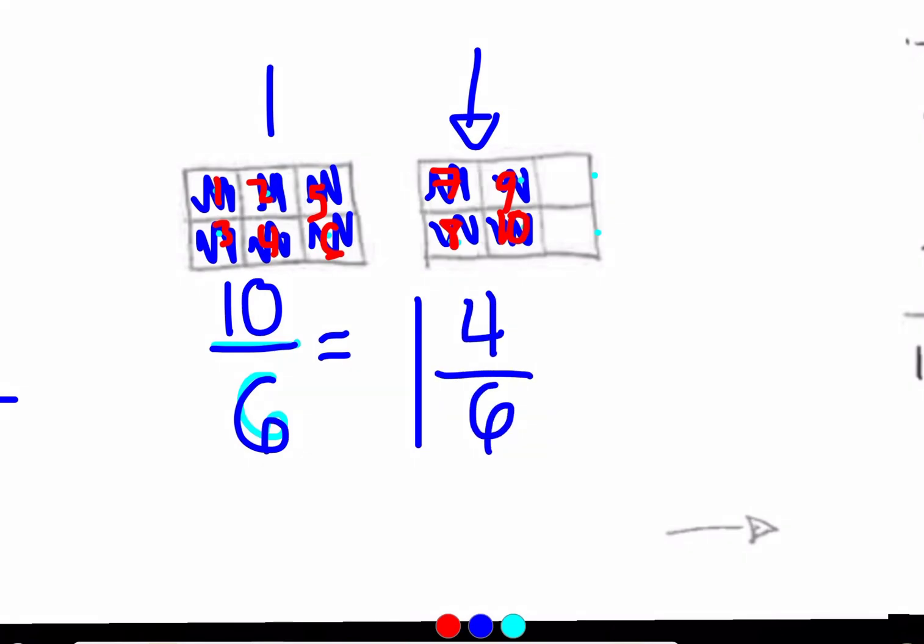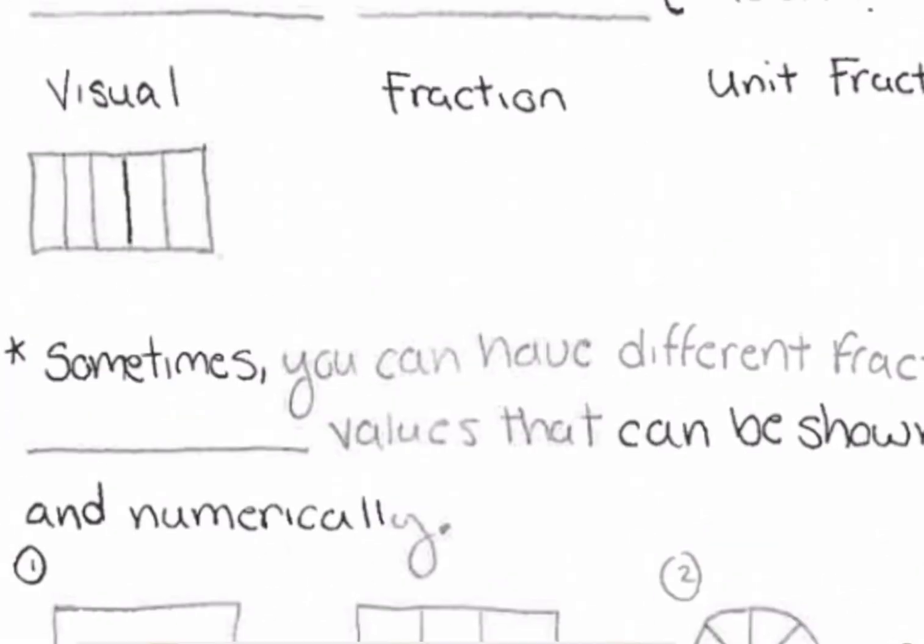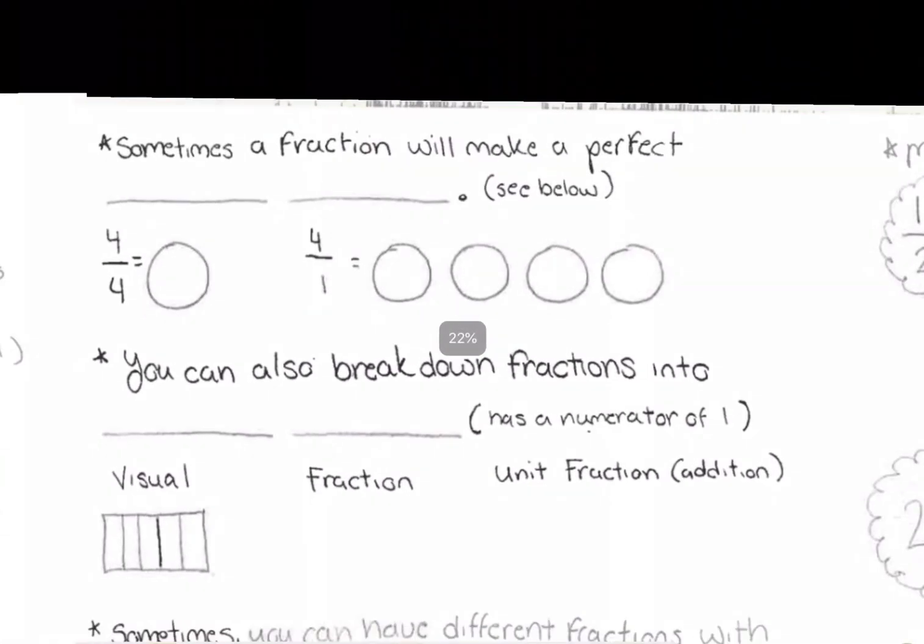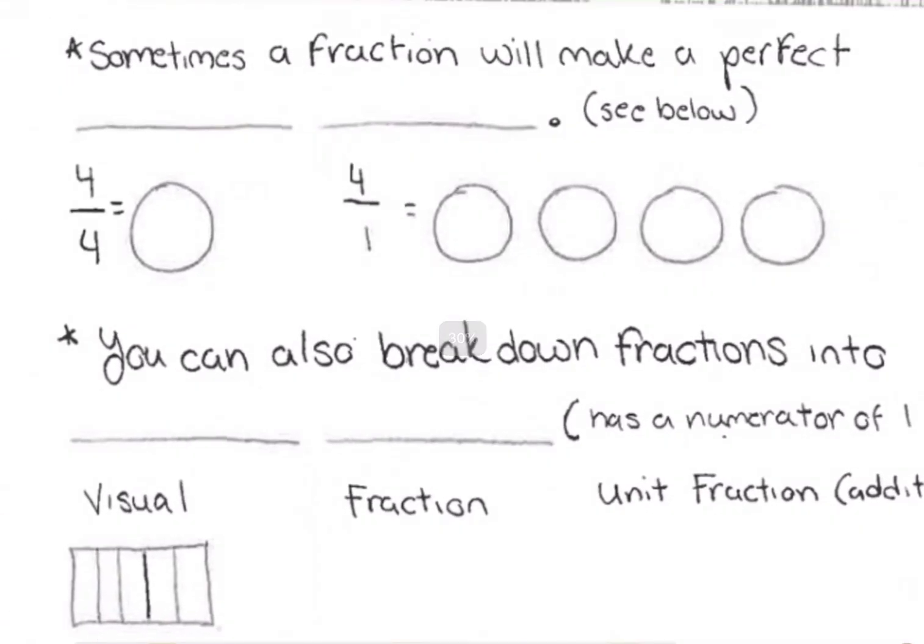Now, you could simplify this fraction into something that's easier to work with, but we're not getting into that quite yet. So let's go to page 2, if you're with me, and we are going to talk about what happens if it actually works out perfectly. Sometimes a fraction will make a perfect whole number. Doesn't happen really often, but it can.